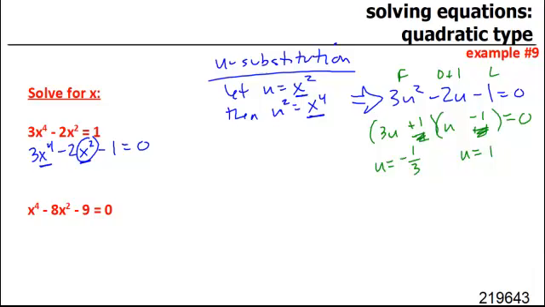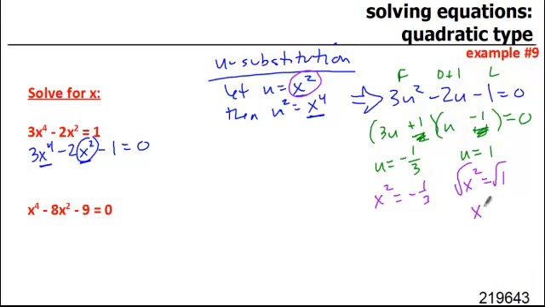If you are using u substitution, your problem doesn't end here. Once you solve for u, you then have to plug it back in. x squared is equivalent to minus 1/3, and x squared is equal to 1. So you have to plug it in and solve here. So when you do, this is the easier one.